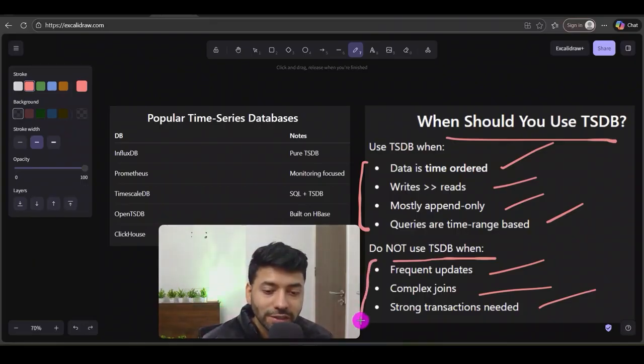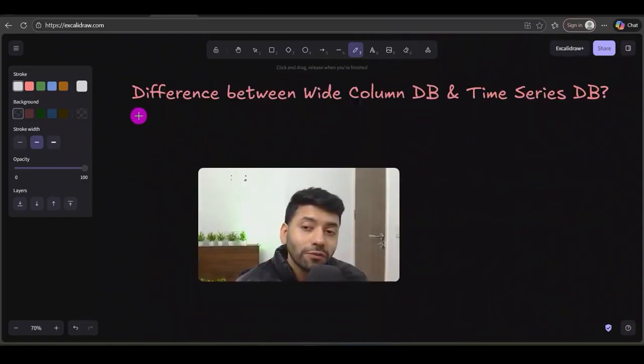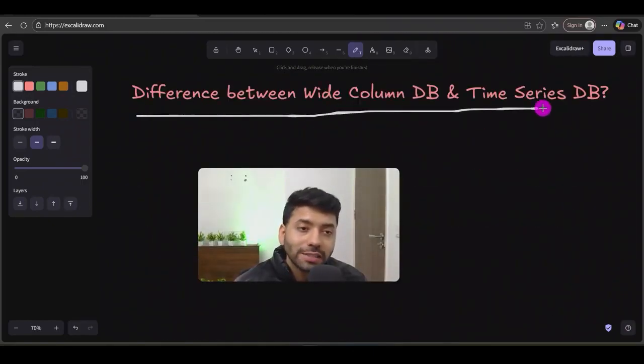Okay, so if you require these things, you should not use a time series database. All right, we have discussed a lot about time series databases. Now let's move to an important question: what is the difference between a wide column database and a time series database? We mentioned earlier that a wide column database can be used to store time series data. So then why do we have a time series DB?